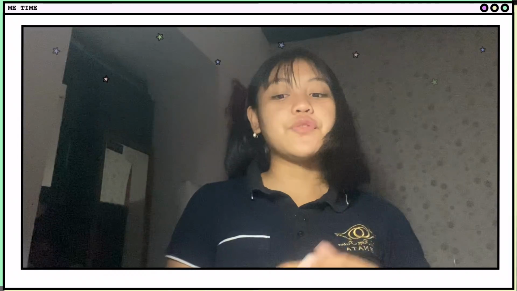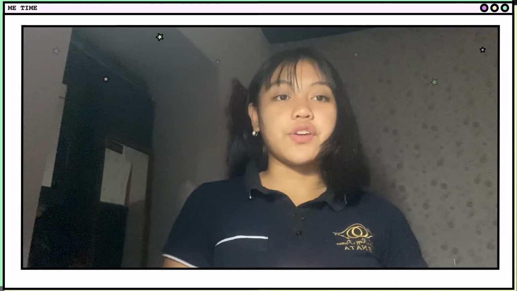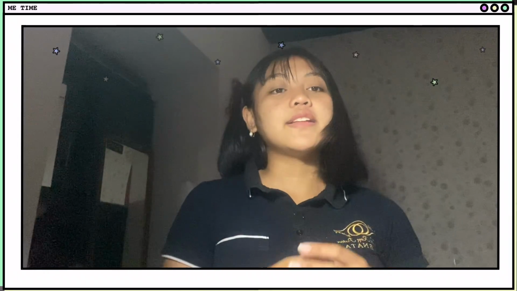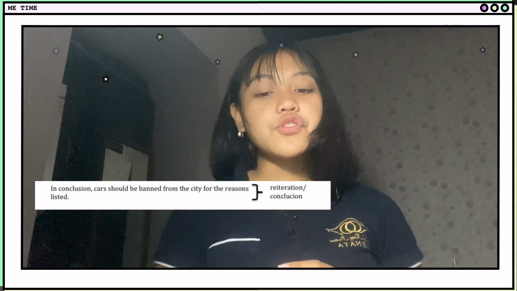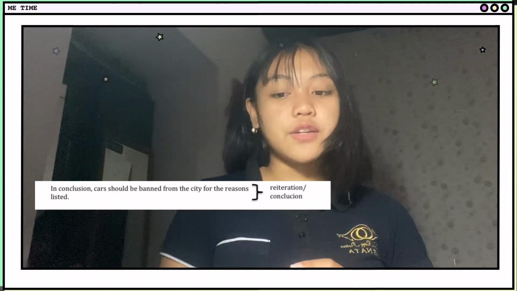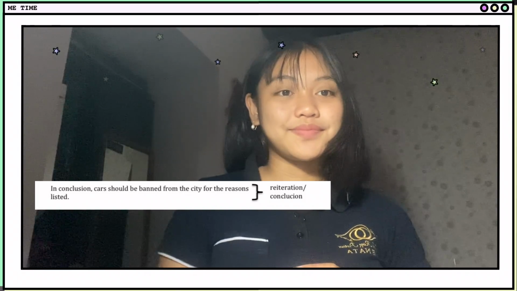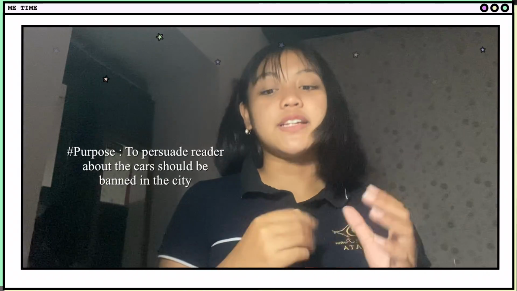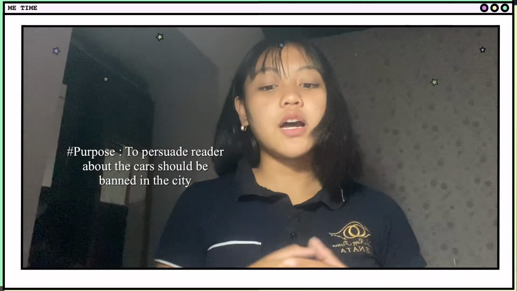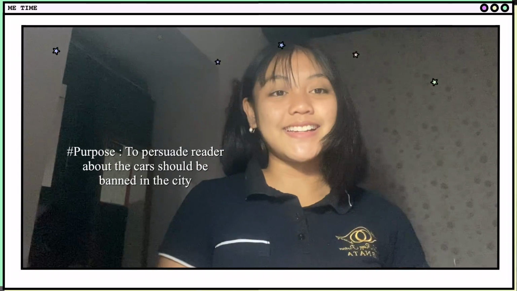The last one is reiteration or conclusion. Reiteration or conclusion in the text is in the last paragraph. Or, in conclusion, cars will be banned from the city for the reason listed. Fourth is the purpose of the text. The purpose of the text is to persuade readers that cars should be banned in the city.